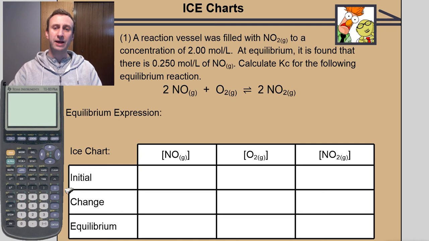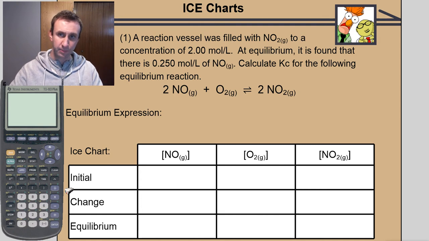A reaction vessel was filled with nitrogen dioxide gas to a concentration of 2 moles per liter. At equilibrium, it is found that there is 0.250 moles per liter of nitrogen monoxide. Calculate Kc for the following equilibrium expression.